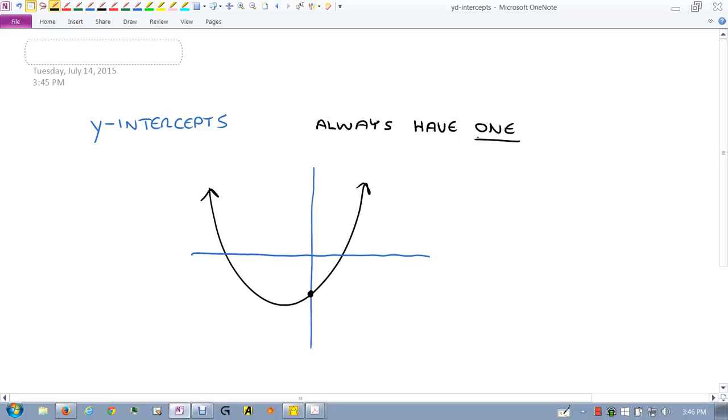And how did we find y-intercepts? To find the y-intercept, you replace x with 0. So all we really have to do to find the y-intercept is plug 0 into the function. Whatever that is, that's your y-intercept. That's usually very easy to do in a quadratic function. Plug 0 in. It's harder to get x-intercepts than it is y-intercepts.